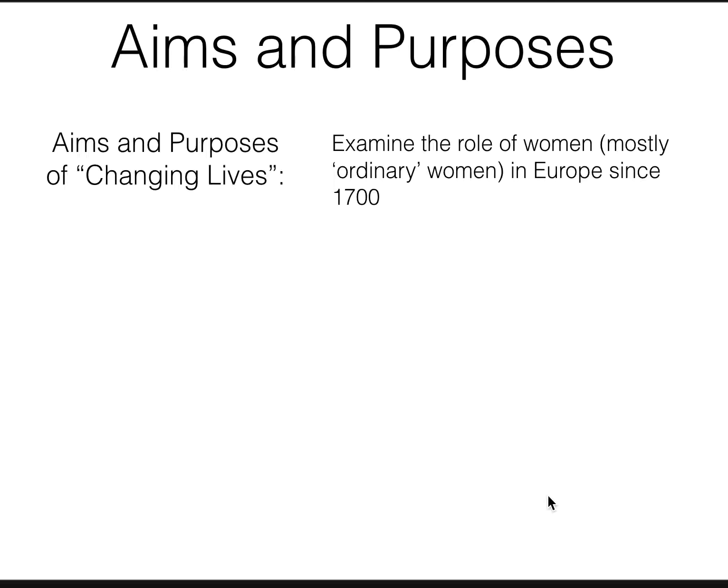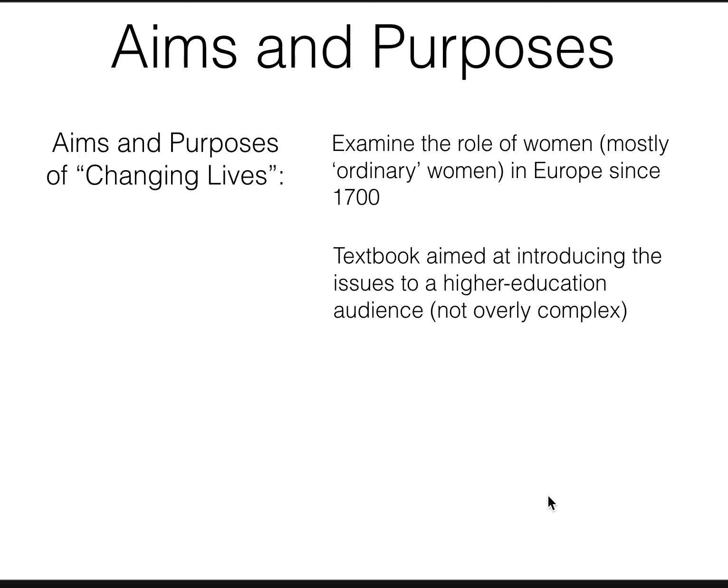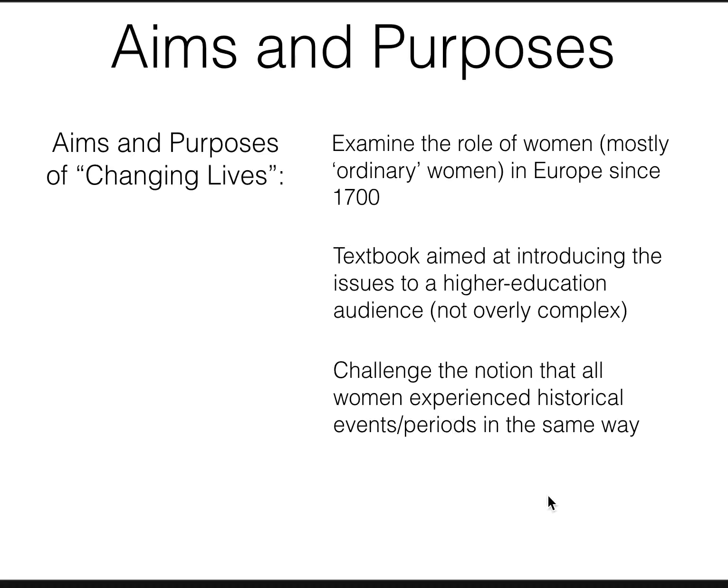She's aiming to rewrite women and their experiences back into our understanding of the past, particularly in this context of Europe. The book is a textbook aimed at introducing these issues to a higher education audience, so it's basically a uni text. It's not overly complex, and what I mean by that is because it's a textbook and an introduction, it's designed to draw people into the topic rather than exhaust the topic. So this is not a book about Napoleonic reform and its relation to women. That only forms one part of the book.